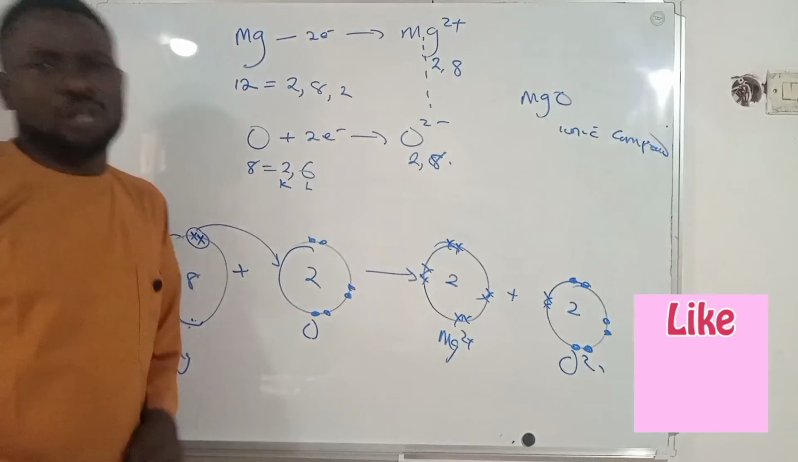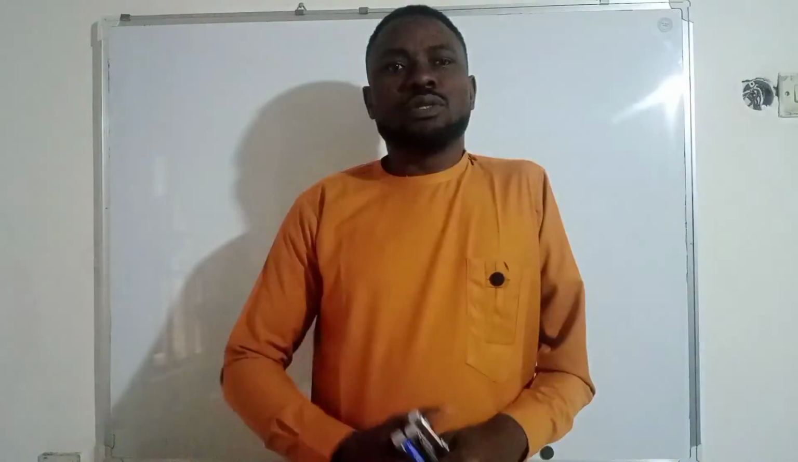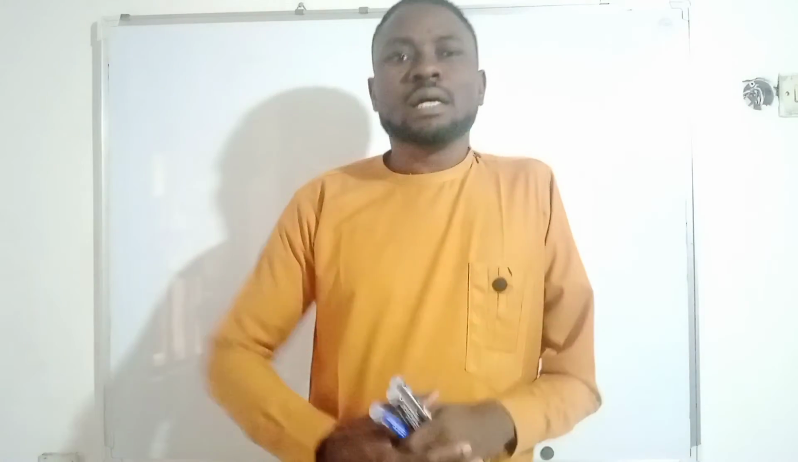Having discussed electrovalent bonding, let's quickly look at the properties of ionic compounds. You know that the product of ionic bonding is the formation of ionic compounds, and these ionic compounds have properties. So these are the properties we want to quickly discuss. The first property is that ionic compounds are soluble in polar solvents like water.